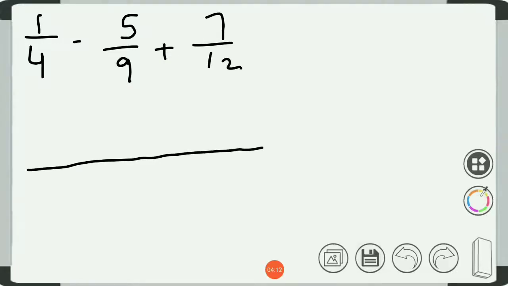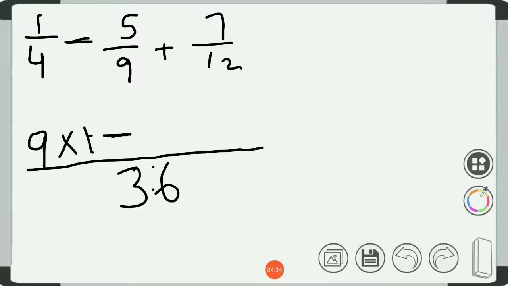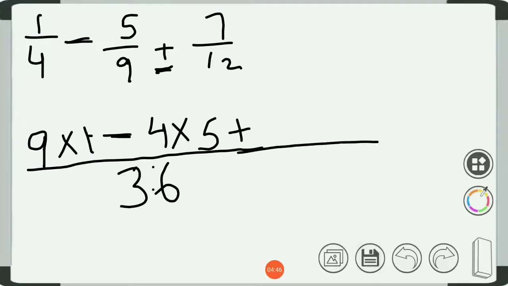Put the LCM in denominator's place, which is 36. Now 36 goes in 4's table. Yes, 9 times. 4 9s are 36. Multiply that 9 with 1. Keep the sign same. If there is a minus sign, put the minus sign here. 36 goes in 9's table 4 times. 9 4s are 36. Multiply that 4 with 5. 4 into 5. If there is a plus sign, keep the sign same. Put a plus sign here.